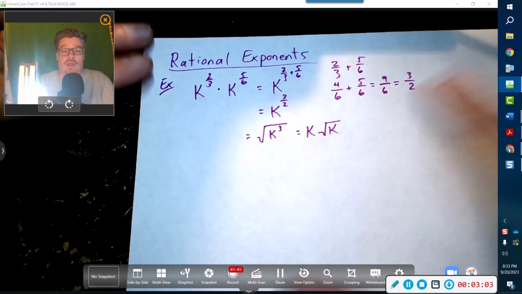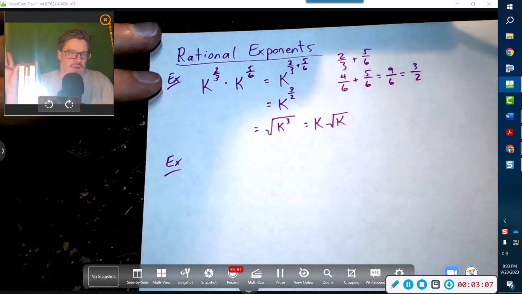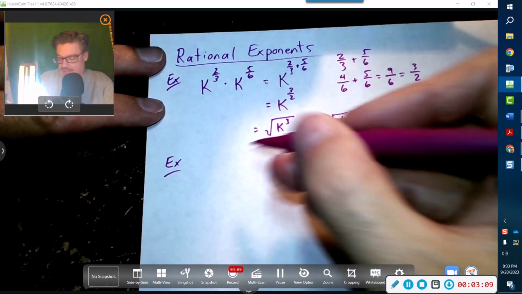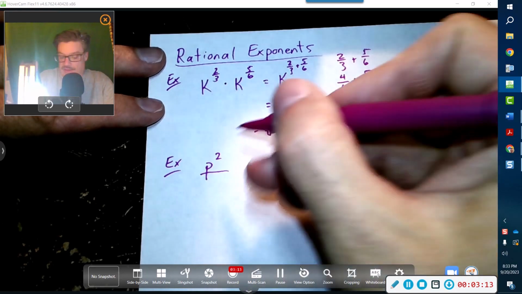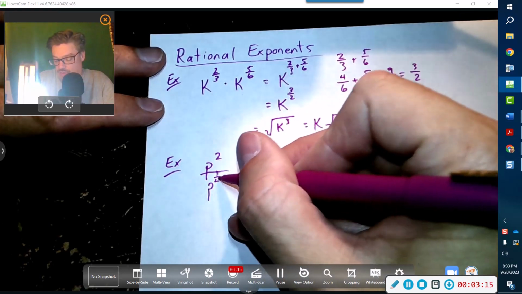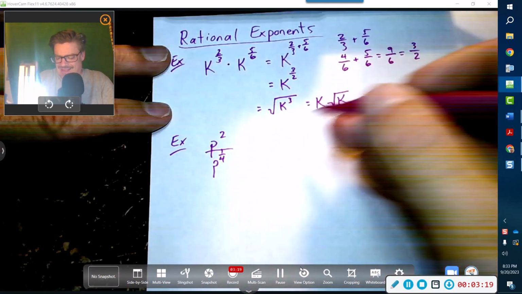Okay, so that's one example. I'm going to try to make the video a little quicker. You guys can rewind it if I'm going too fast. But what if you got this kind of operation, where you've got p to the 2nd and then p to the 1/4 underneath, okay? And that would be the same as this.